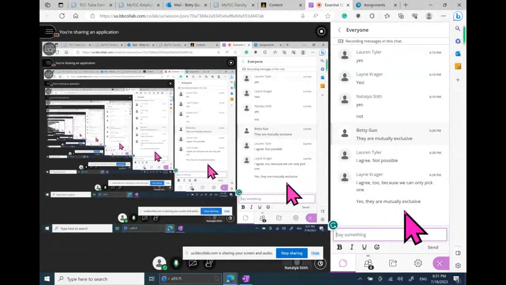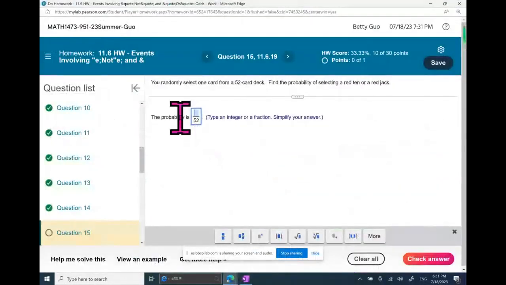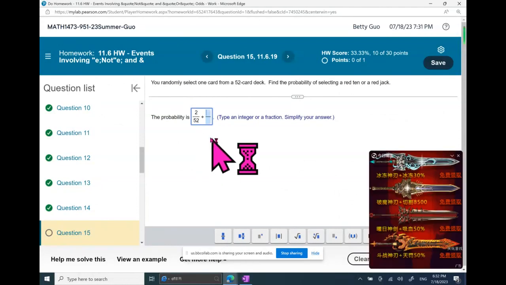Yes, they are mutually exclusive. Yes, Liam, correct. Yes, Natalia, they are mutually exclusive. Very good. Perfect. So you see, I do this again, right? What I'm supposed to do is this. The probability of getting a red 10 is 2 over 52, because we have 4 tens in total. 2 of them are red, 2 of them are black, right? So 2 over 52. And the probability of getting a red jack is the same thing. We have 4 jacks in total. 2 of them are red, 2 of them are black. So 2 over 52.